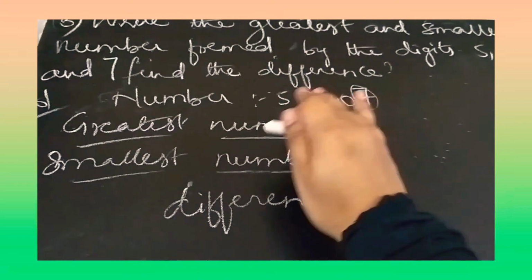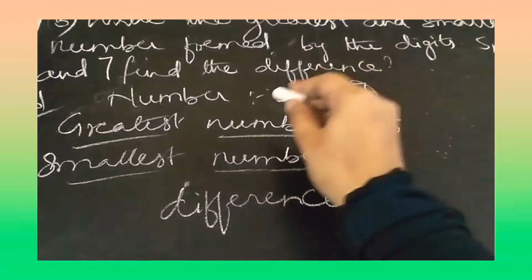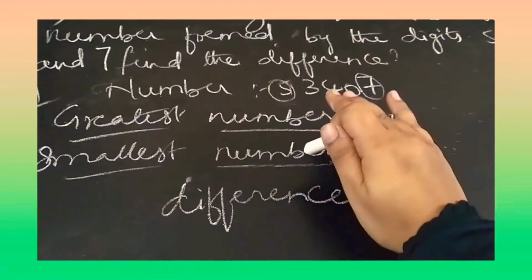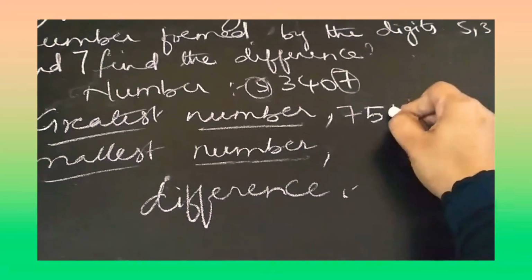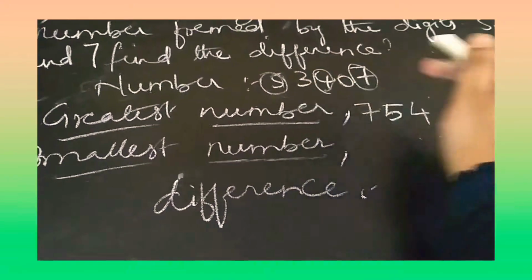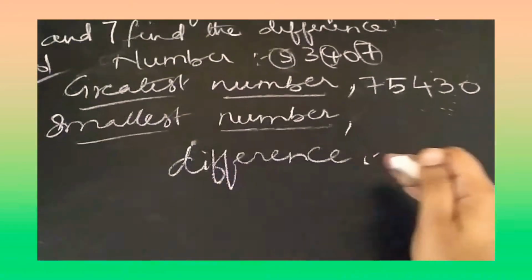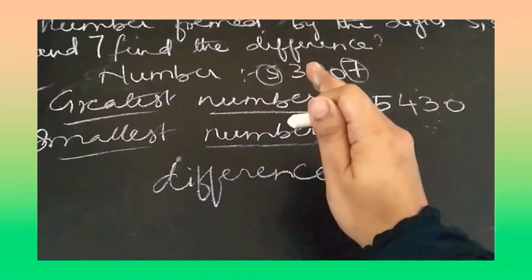Among the remaining, which is the greatest number? 5. Then among 3, 4, 0, which is the greatest? 4. Then 3, then 0. Now the smallest number. Smallest number means we have to see the smallest digit.